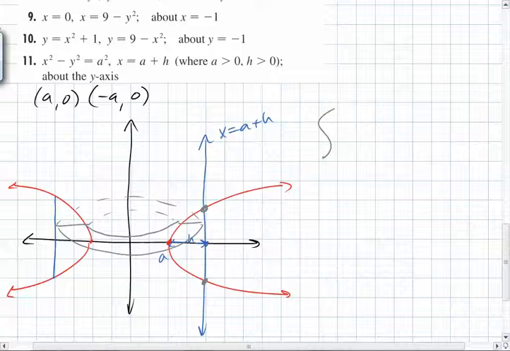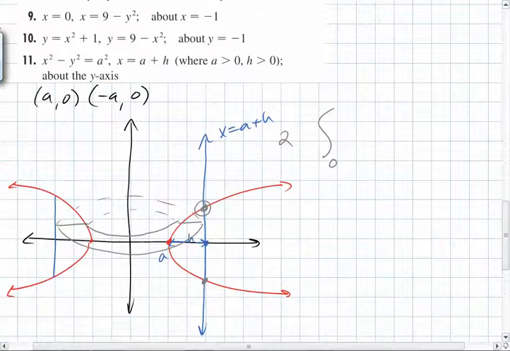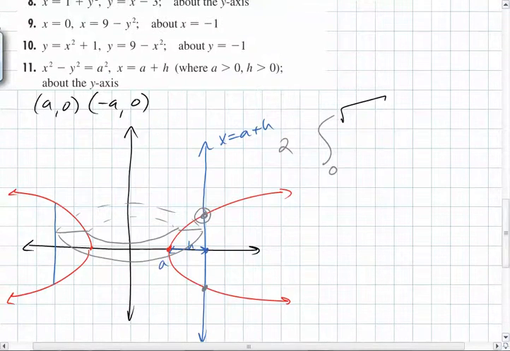Meaning, everything above the x-axis is going to be the same as below. Do you agree with that? So what can we do? 2 times 2 times whatever we have, from what to what? From 0 to... we need to find the y value right there. How do we find the y value right there? We want the positive one, so we're integrating to the square root of, what was it? 2ah plus h squared.